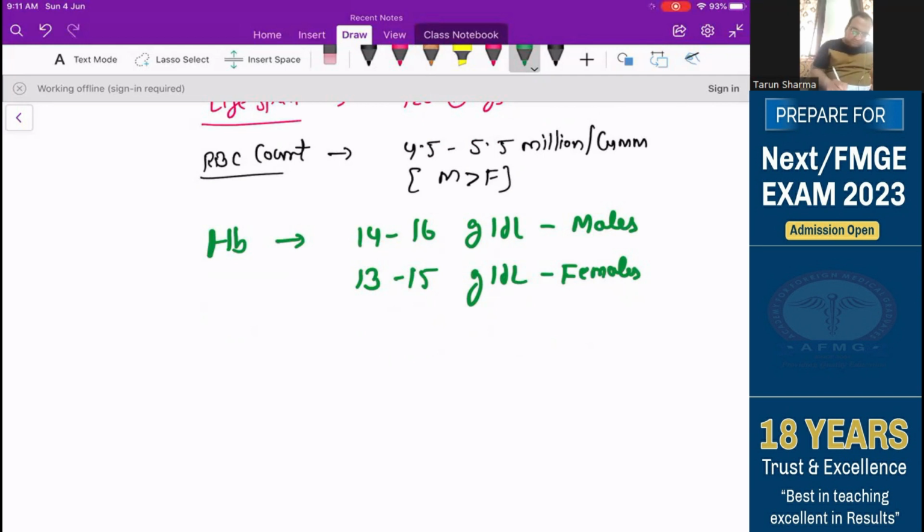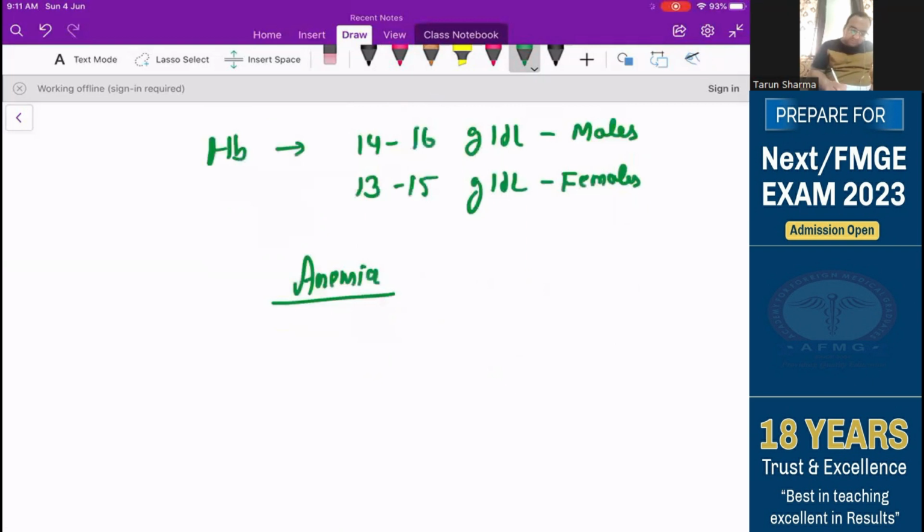So let's talk about the most important thing, that is the anemia. So what is anemia? Anemia is when there will be a reduction in hemoglobin concentration or RBC count. So if there is a reduction in hemoglobin concentration or RBC count, it will be called as anemia. Okay. So remember, there are two important diseases related to the RBC. One is anemia and second one is the polycythemia. So when the count is reduced, that is called as anemia.